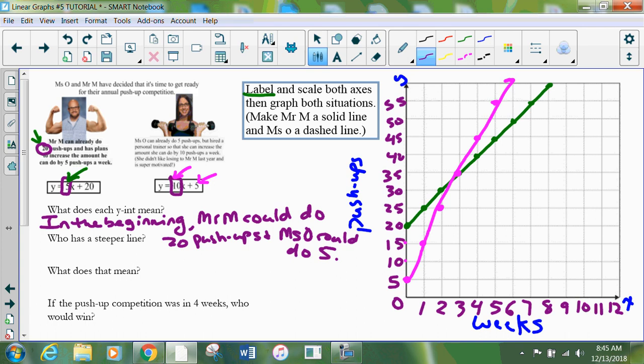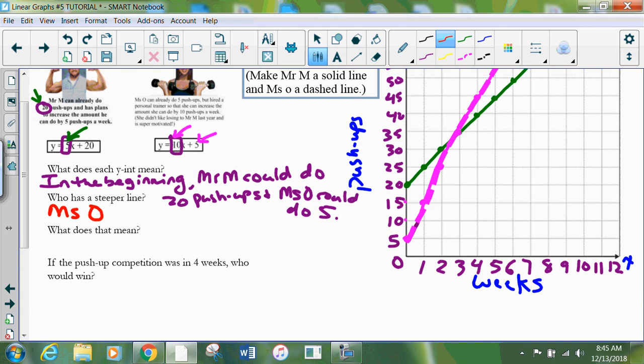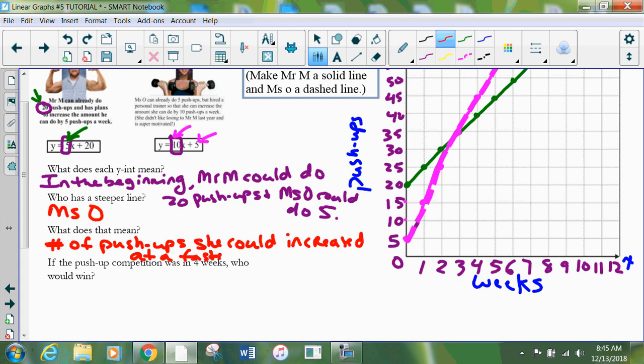Okay? Who has a steeper line? Me. Gosh darn, I was supposed to make my line dotted, wasn't I? Well, I made it hot pink, so you can tell. Hopefully on yours you can tell the difference because you made it dotted, or maybe you used different colors. So who has a steeper line? Miss O does. And what does that mean? It means that the number of push-ups I did increased at a faster pace. You can put that in different ways. You can say the number of push-ups she could do increased at a faster rate than Mr. O. You could kind of say my effort was better, of course. No shade on Mr. M.